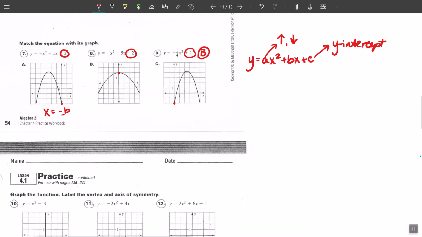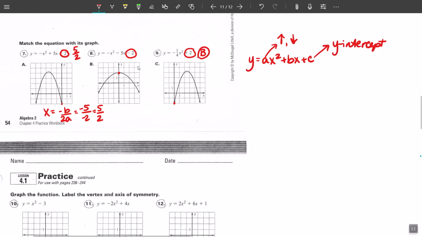And again, we do it with this formula. So for number 7, the axis will be -5, and then that's over 2 times a -1. So the axis for number 7 is 5/2. I'll just write this up here. The axis for number 7 is 5/2.